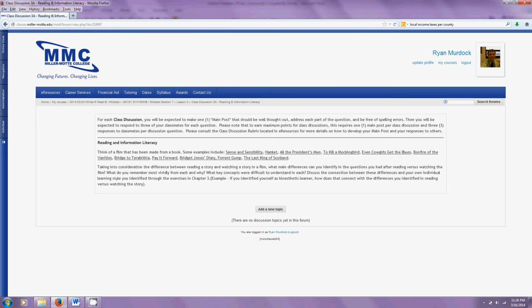The directions say, taking into consideration the difference between reading a story and watching a story in a film, what main differences can you identify in the questions you had after reading versus watching the film? What do you remember most vividly from each, and why? What key concepts were difficult to understand in each? Discuss the connection between these differences and your own individual learning style you identified through the exercises in Chapter 3.